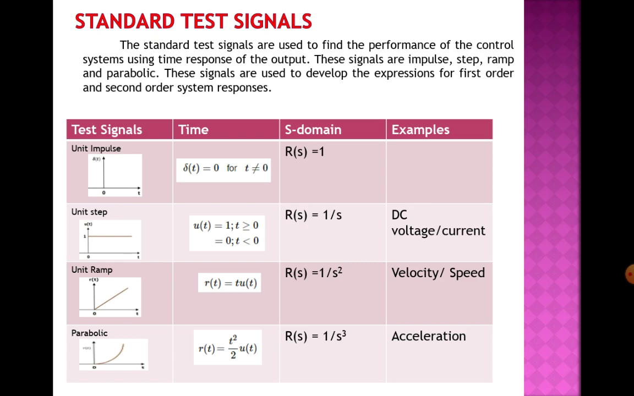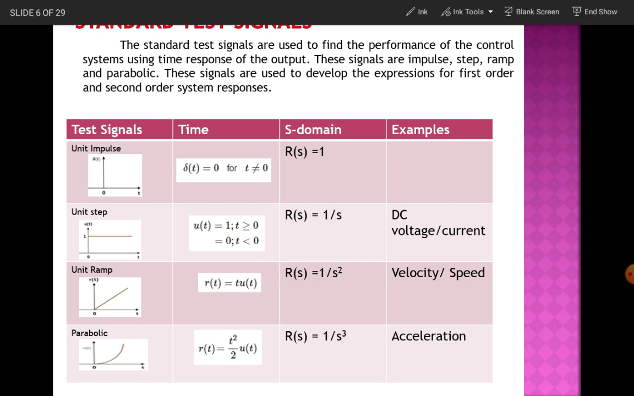So here the first signal is the unit impulse. Unit impulse is nothing but a signal that exists at the zero instance. The magnitude may be infinity or some very large value, but the signal exists only at the zero instance, that is, delta of t at t equal to 0. When time is not equal to 0, delta of t is zero, and at t equal to 0 it will have some value, maybe even infinity, a very large value.